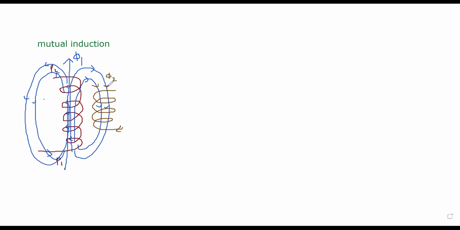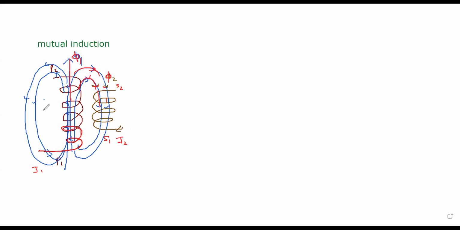Now this flux produces a current in the second coil. That current is I2. So I repeat, I1 is the current passing through the first coil. The first coil produces a magnetic flux of phi1. Some portion of phi1, called phi2, moves in this direction. Here we have the second coil, the secondary coil S1, S2. So phi2 is the amount of flux passing through the second coil, which induces a current of I2.